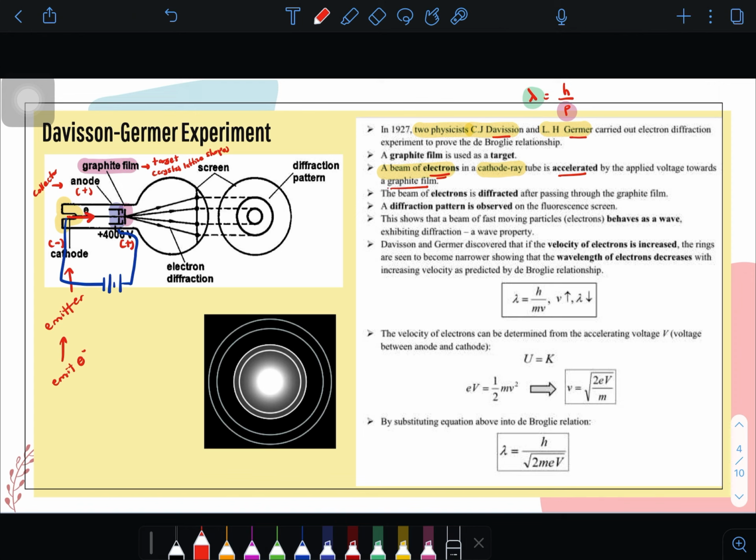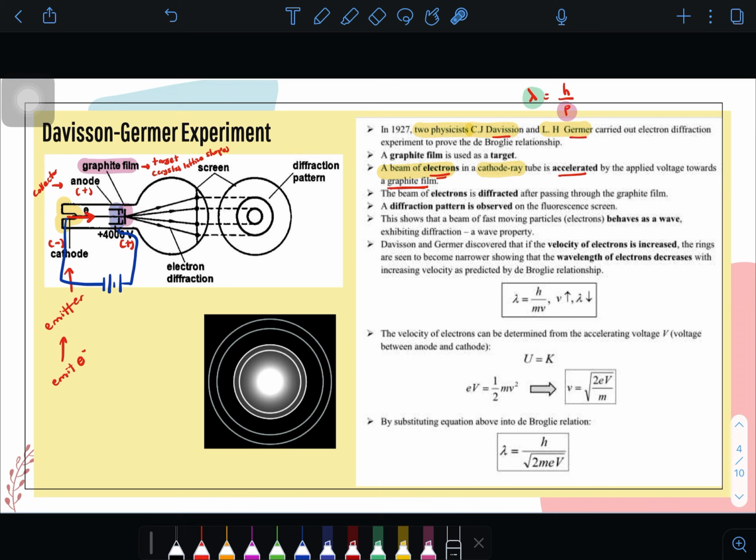So graphite films, macam mana elektron nak bergerak? Sebab ada positive plate dekat sini, so dia akan accelerate toward here, then dia akan hit our target which is graphite films. Okay, the beam of electron is diffracted after passing through the graphite film. So sepatutnya kita nampak elektron ni ialah particle. Bila dia pass through, dia akan hit here. Hit elektron akan ada dot.